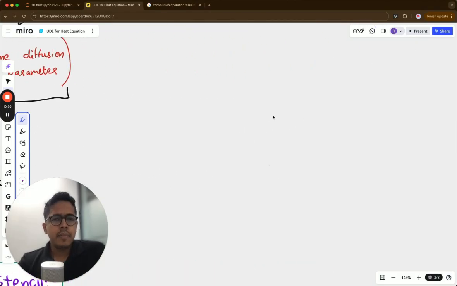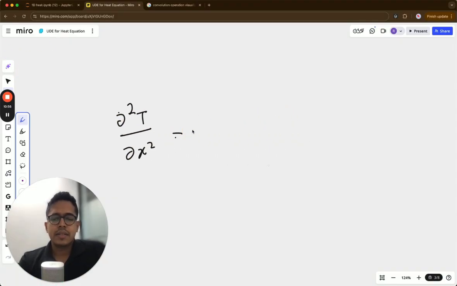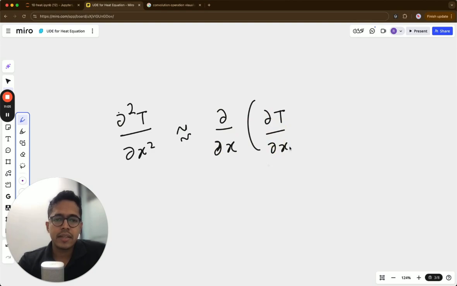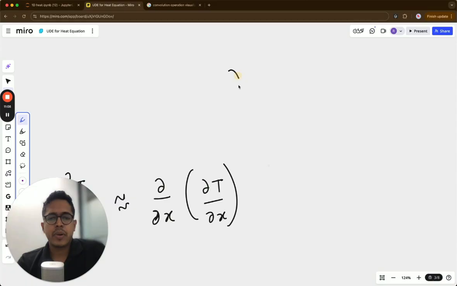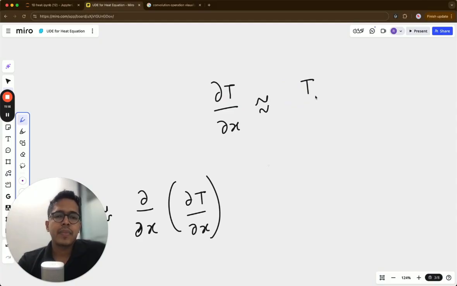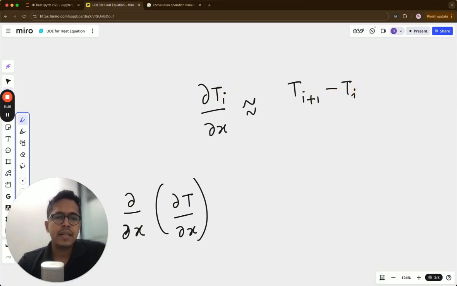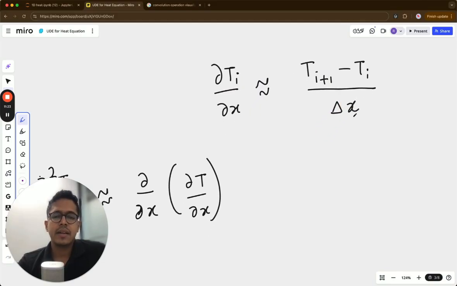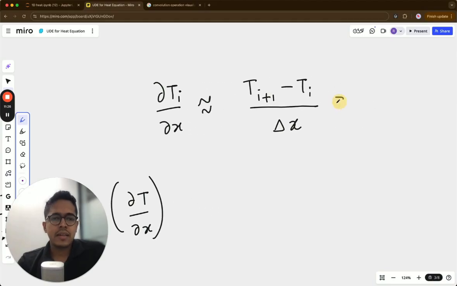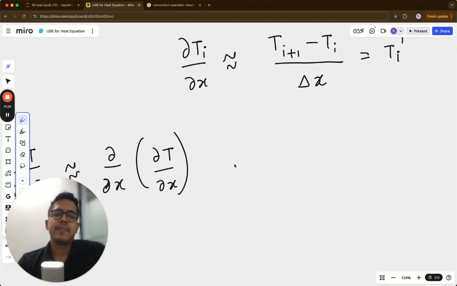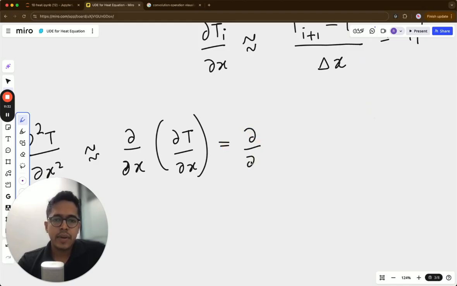So if it was a ∂²T/∂x² operator, what is this? This is approximately ∂/∂x of ∂T/∂x, correct? Now let us first try to approximate ∂T/∂x numerically. So let's say this is ∂T/∂x at i. Maybe I can approximate this as (Ti+1 minus Ti) divided by delta x, correct? Now let us call this Ti prime. So what is ∂/∂x? This is ∂/∂x of Ti prime.